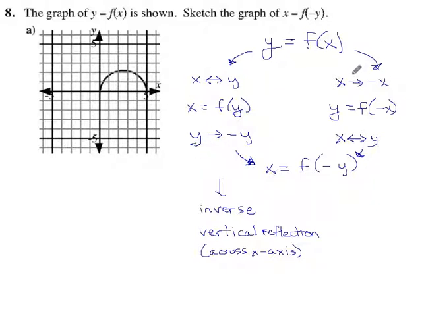The other path we could have taken is switch x for negative x. That's a horizontal reflection. I'm going to have to write "horiz refl" to save space because we're short. Horizontal reflection first, and then we did the inversion after that.